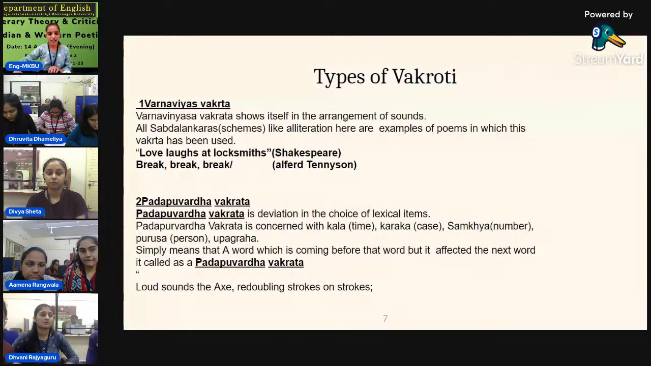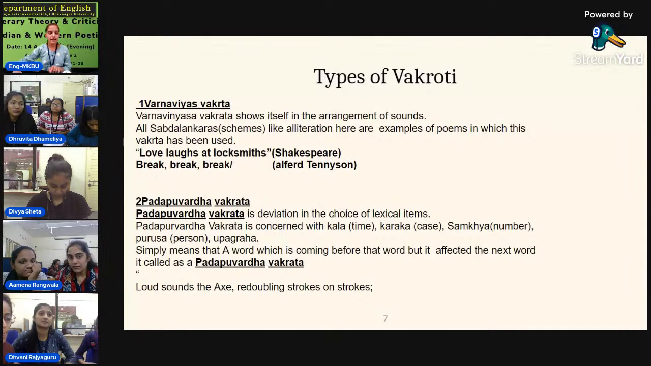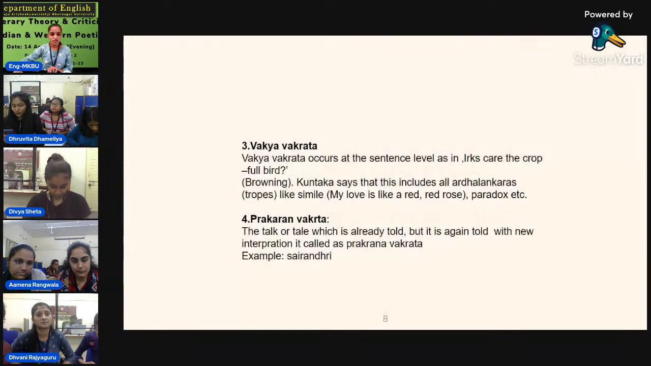Pad Purvardh Vakrata. Pad Purvardh Vakrata is a deviation in the choice of lexical item. Pad Purvardh Vakrata is concerned with the time, case, number, person. Simply means that a word which is coming before, affects the next word. It is called Pad Purvardh Vakrata. Here is an example. Loud sound the axe, redoubling strokes on strokes.